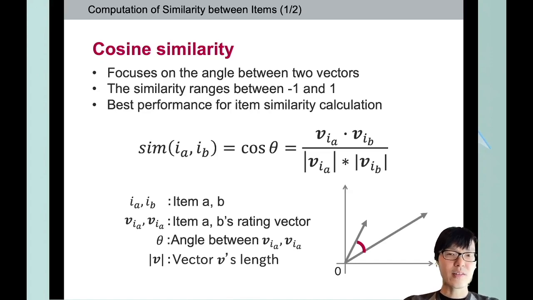This is a formula for the cosine similarity computation. Using this formula, we can measure how large the angle between the two vectors is. If the angle is small, that means the two vectors are very similar.